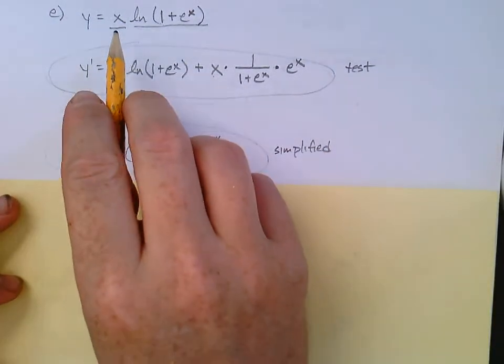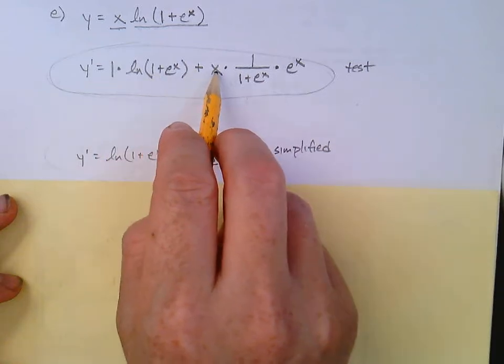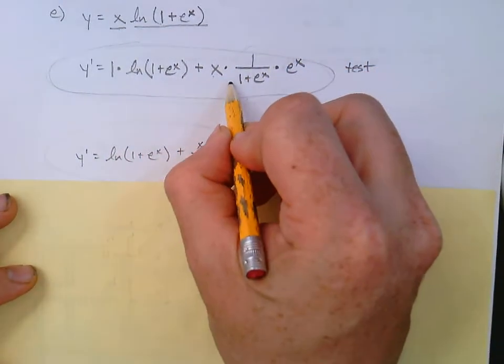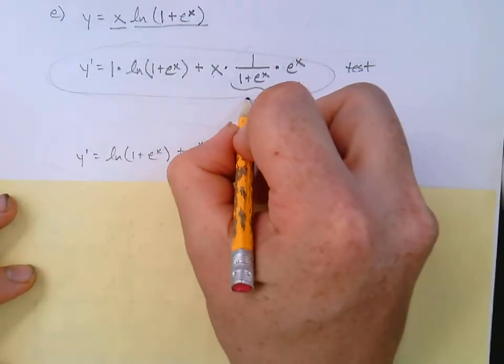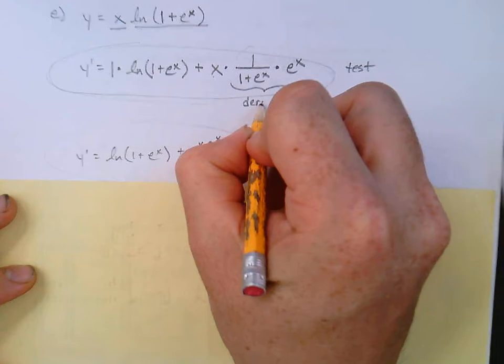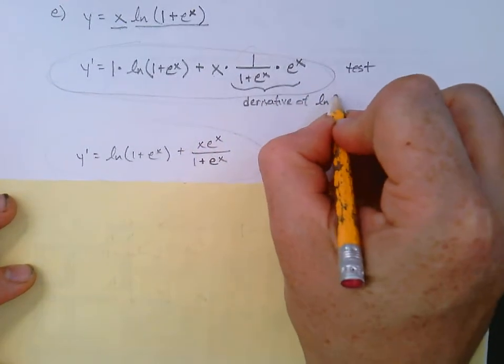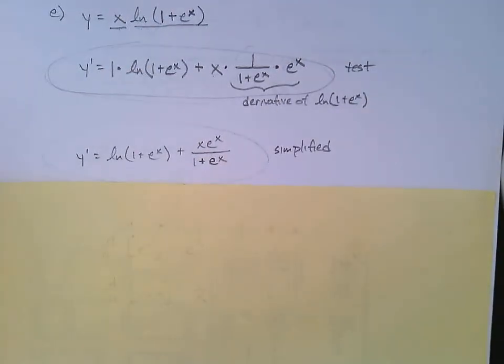So again, kind of look back, product rule, right? Derivative of the first, copy the second, plus copy the first, and then this whole thing here, maybe we just kind of do this. That's the derivative of natural log 1 plus e to the x. That whole thing.